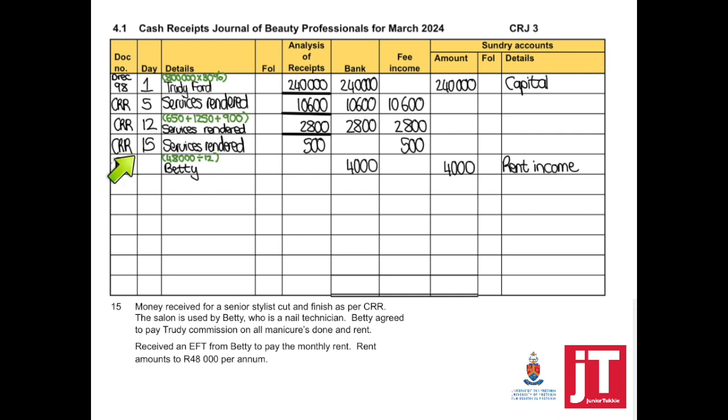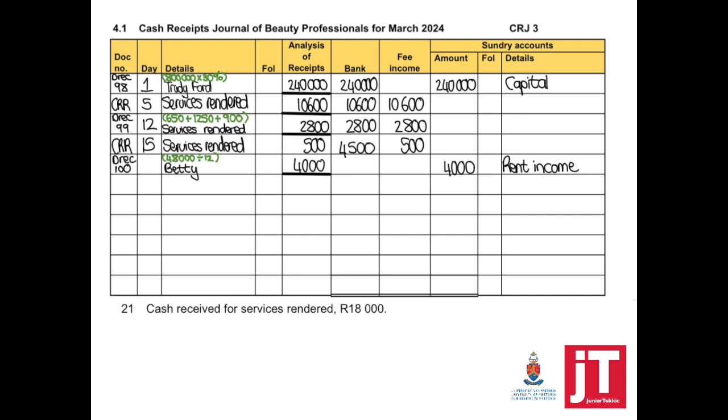So if you look at it, two transactions happened on the same day, but the money we received from Betty is directly in our bank account. So this means we have to just draw a line for the cash register roll. How much did we receive during the day? 500. How much did we deposit in our bank account? 500. Day 21. Cash received for services rendered, 18,000.